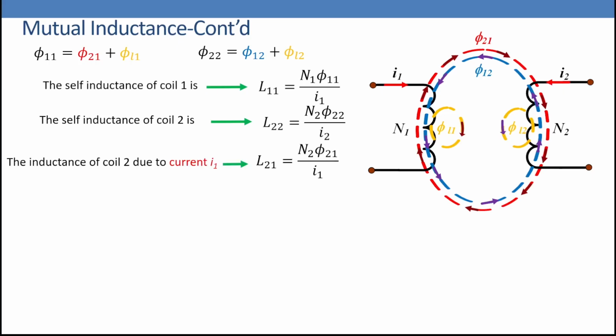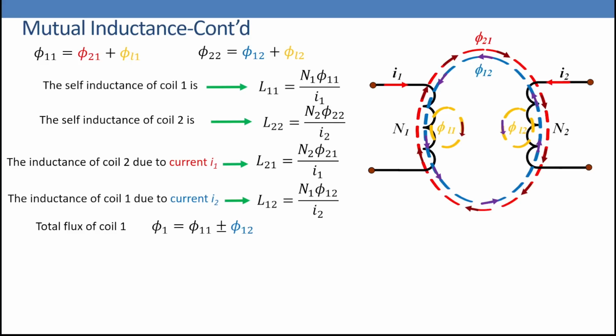What about the mutual? The inductance of coil number 2 due to current I1 will be L21 equals N2 φ21 over I1. And the inductance of coil number 1 due to current I2 will be L12 equals N1 φ12 over I2. So the total flux of coil number 1, we call it φ1, equals φ11 plus or minus φ12, and that depends on the direction of the current I2. And φ2 equals φ22 plus or minus φ21.